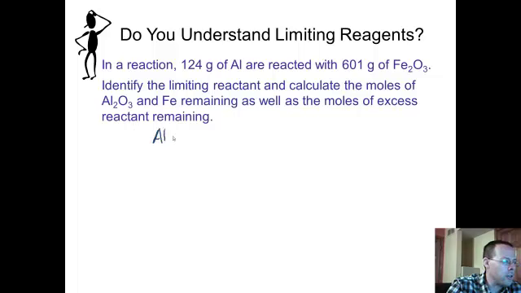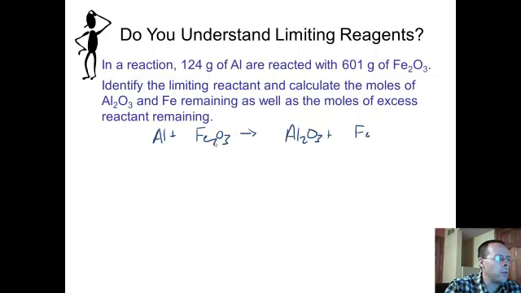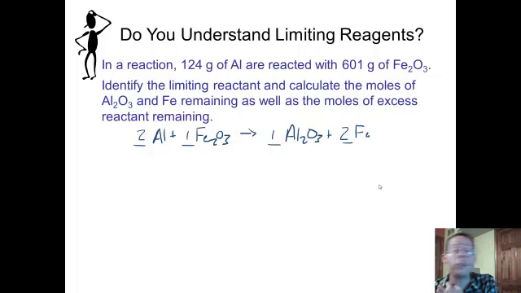So we have aluminum reacting with iron 3 oxide, and it must be making aluminum oxide and iron. Alright, so we have 1 aluminum over here, we have 2 aluminums on the right, so we're going to put a 2 in front of that. We have 2 Fe on one side and 1 Fe on the other, so we put a 2 here, 3 oxygens, 3 oxygens. So our mole ratio is 2 to 1 to 1 to 2.